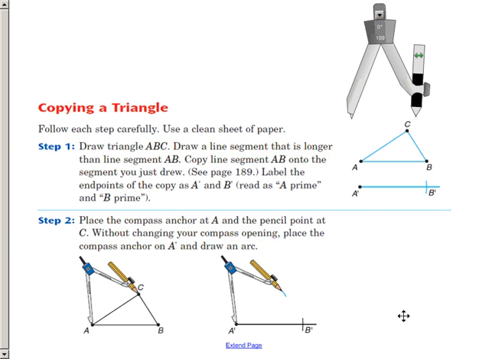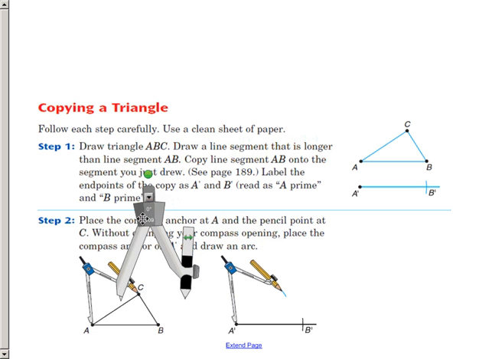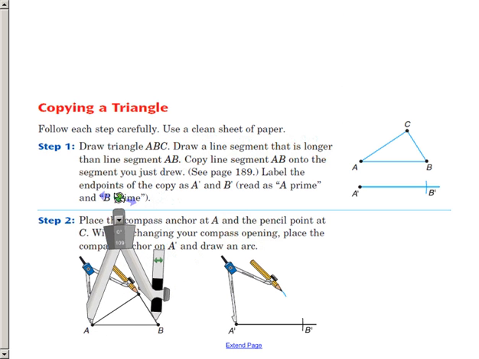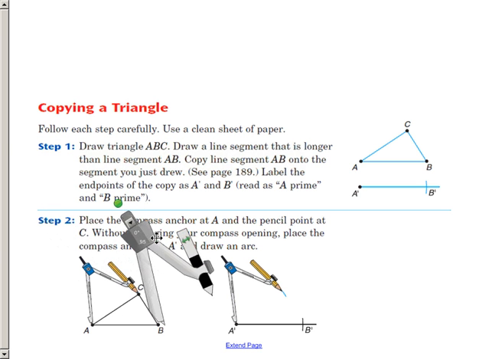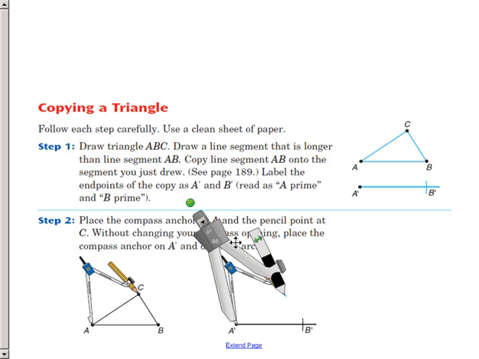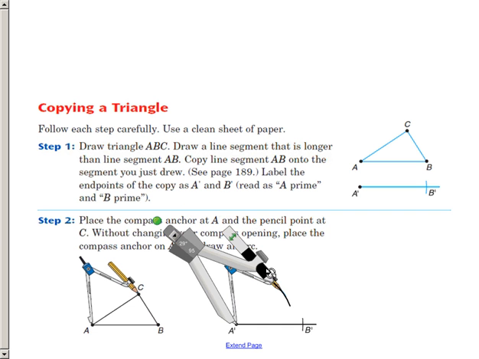The next direction tells us to place the compass anchor at A and the pencil point at C. So now I'm going to move my compass down here. I'm going to have to tilt it. And I'll move this a little bit. So it's just like what I did before. All right. And I will move it here, put my A, and draw an arc. Okay. And that's going to represent point C. All right. Then I'll continue on.